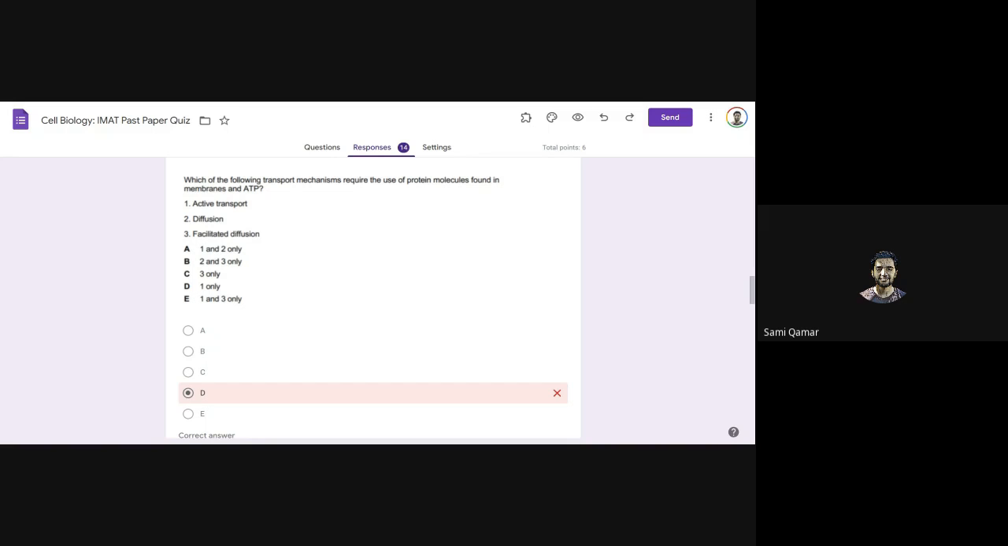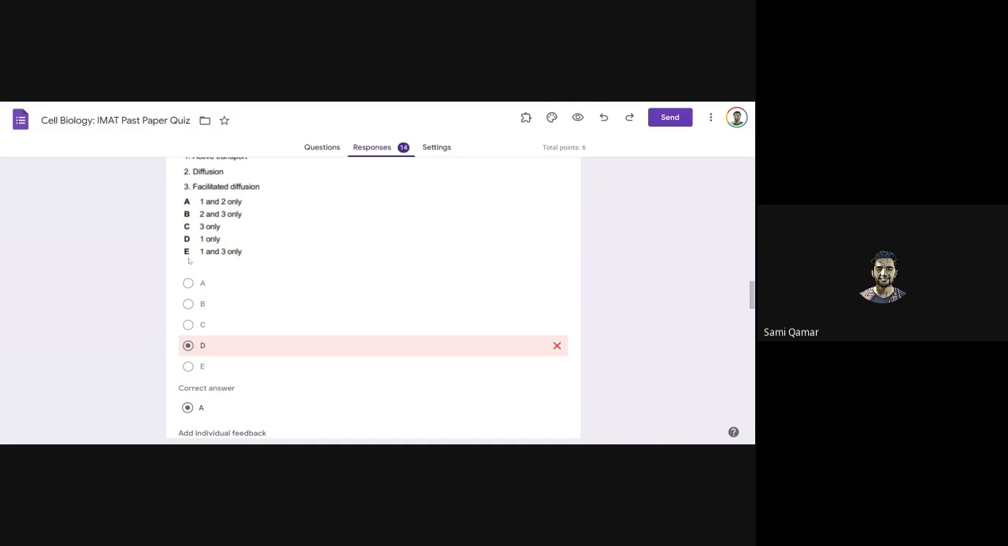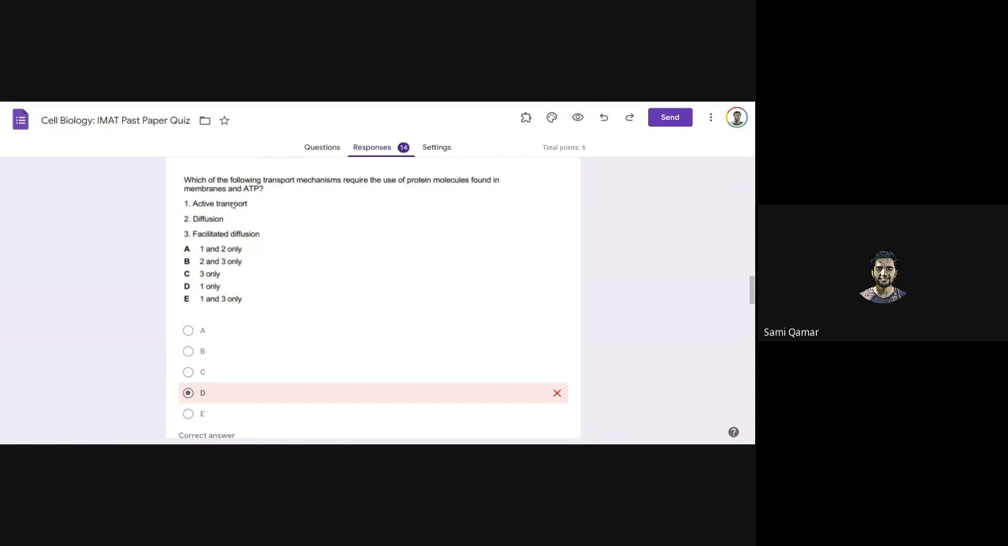I know, Rania, you are saying about membrane transport. The one that requires both ATP and protein is only active transport. Yeah, I have written active transport only, right? See here, it is active transport. So see here, the D option is right. Only active transport is right.